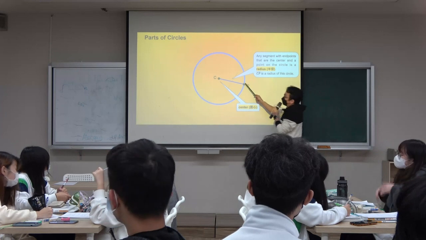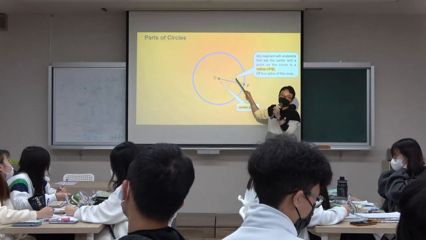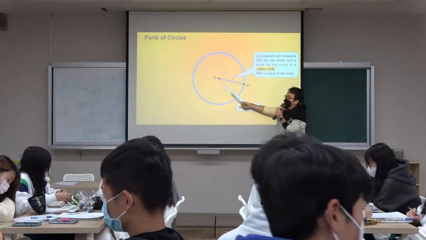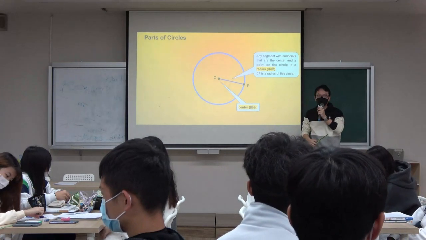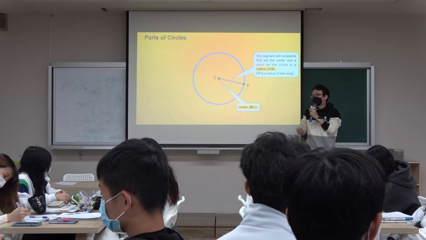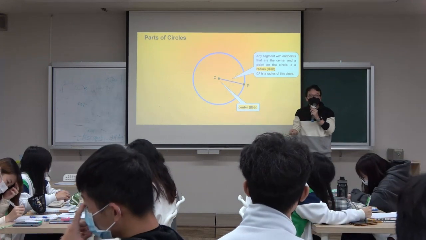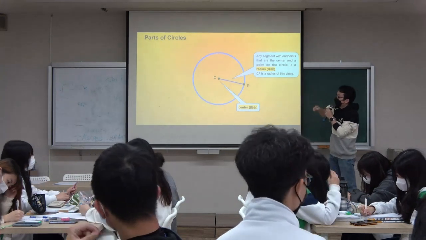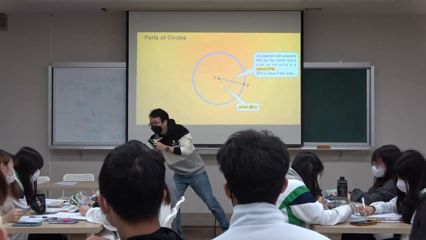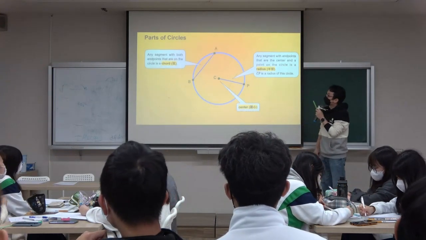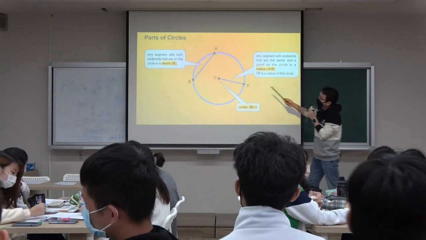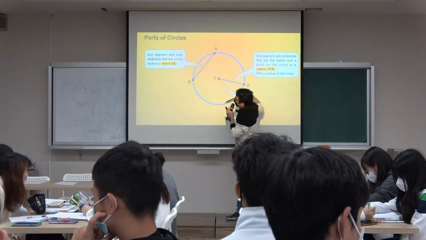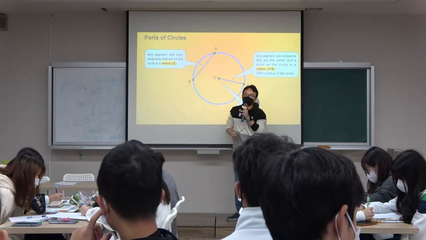Okay, there are many radii, but they have the same length due to the definition of circle. Right? Equal distance, all equal distance. Okay? Okay, that's radius. And the next term, any segment with both endpoints that are on the circle is called a chord.